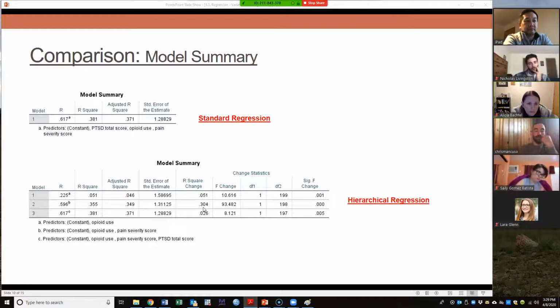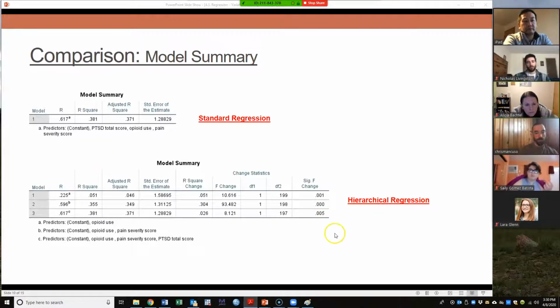People see this? And then in step three, this is just my R squared for my model with opiate use, pain severity, and PTSD. Here's my adjusted R squared, and here's my R squared change, right? This is telling me what's the unique contribution of PTSD total score above and beyond pain severity and opiate use. When I add that into the model, here's my test of whether or not this is a different number than zero. Again, getting a decent p-value for this, right?